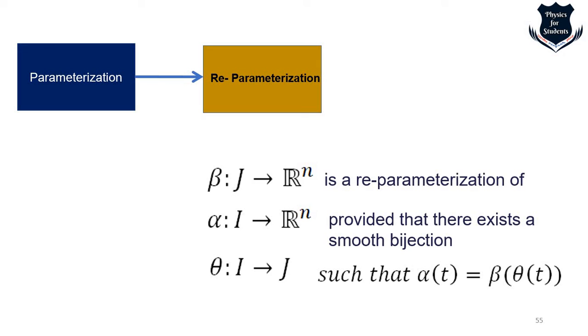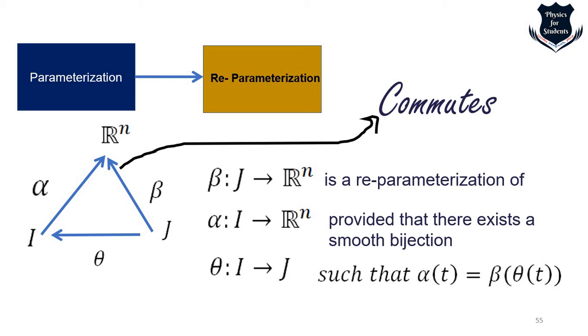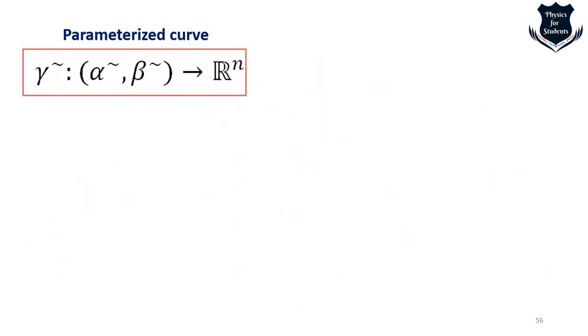So what we can say is that this diagram commutes, right? The meaning of this is that if you closely look into this diagram, it means that it commutes. So we have shown it in that way. So this is one kind of definition of re-parameterization. We come to the next one.